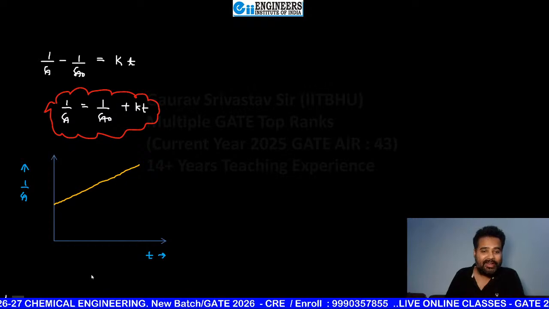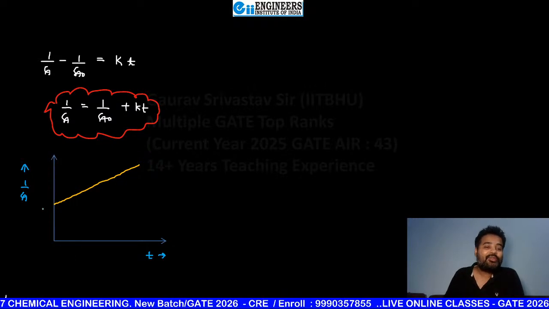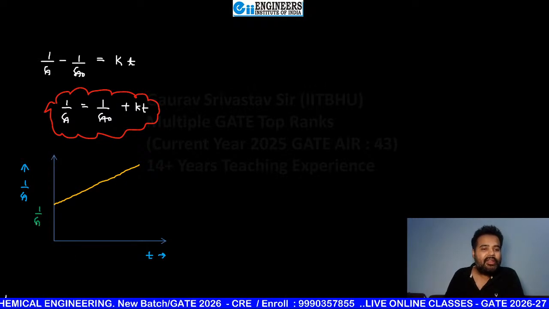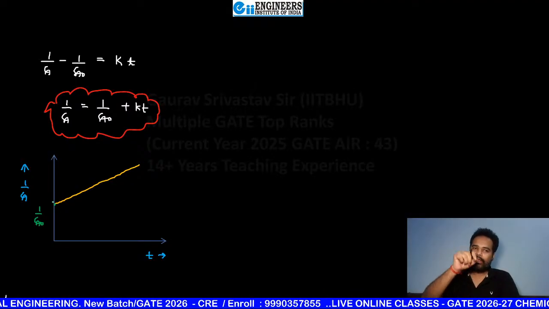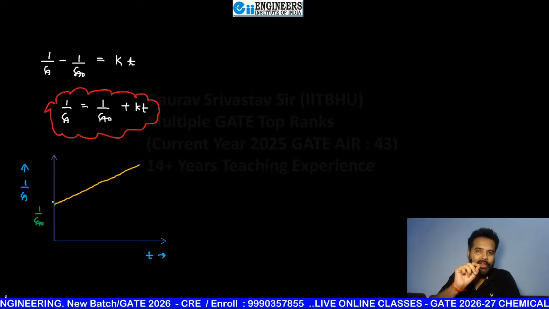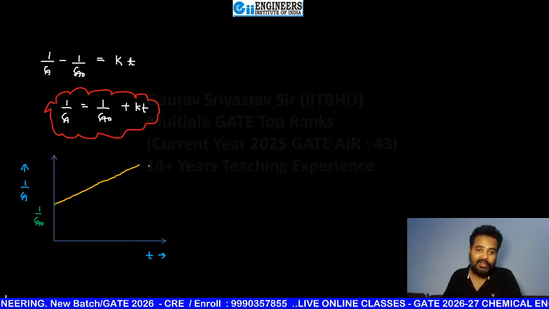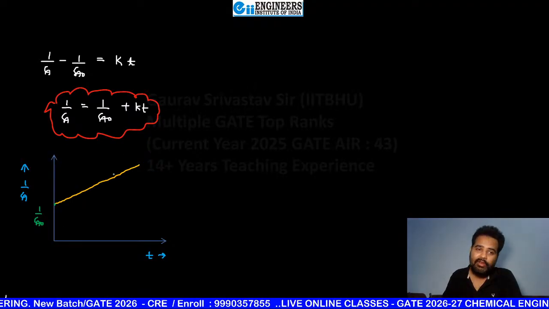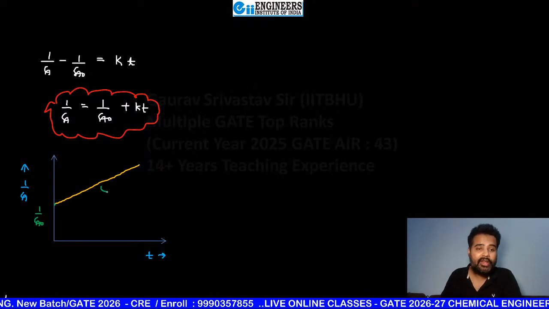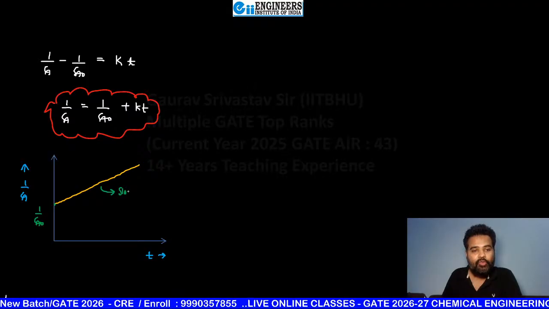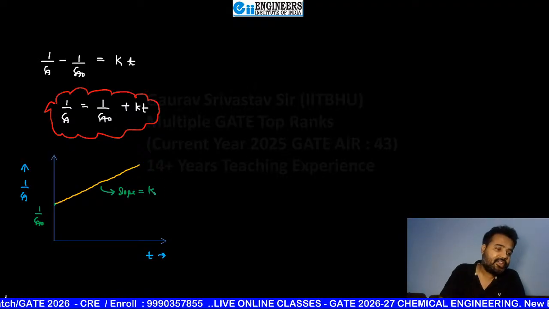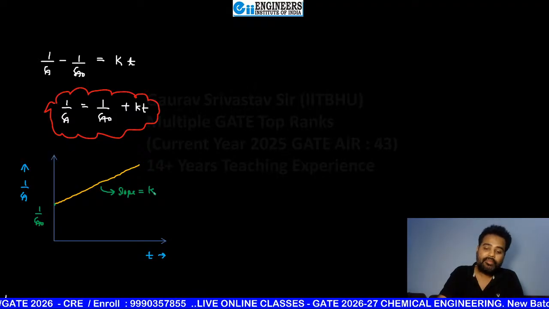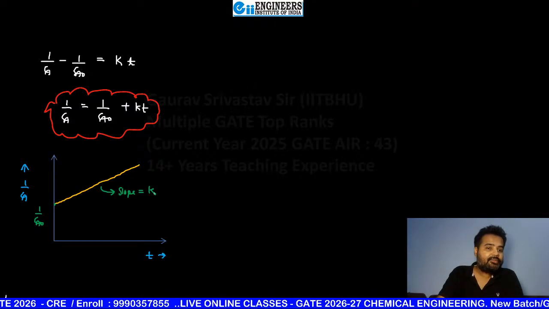Let me check whether you are correct here. So it should start at 1 by Ca naught. Very good. With respect to time, concentration will decrease, so 1 by Ca will increase. Is it increasing? Yes. After every time 1 by Ca value increases. That means your graph is absolutely correct, beta. And here the slope is k. Is it clear to all of you?